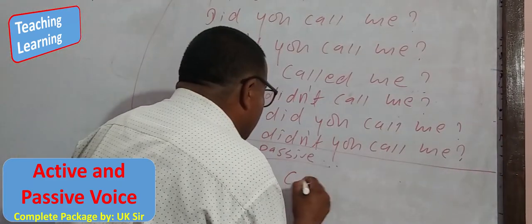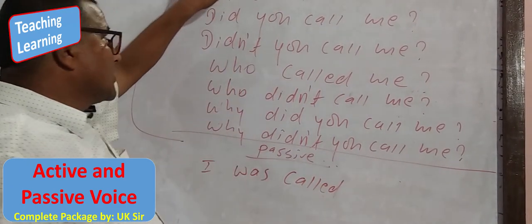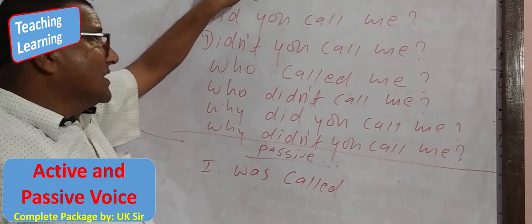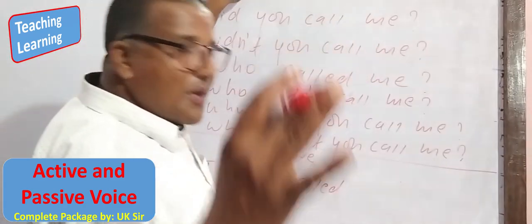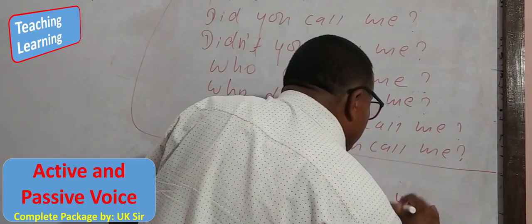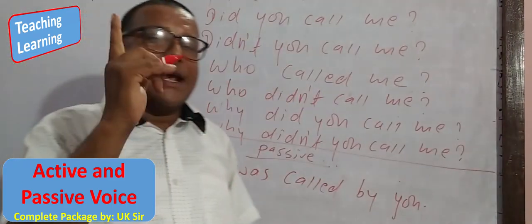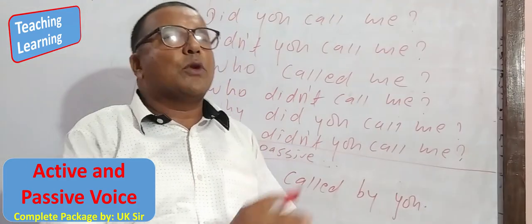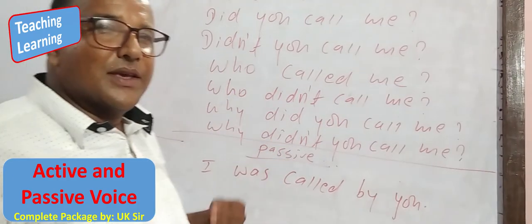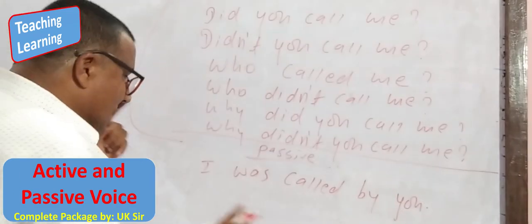I was called. Then if there is no someone or somebody, the subject is used as an agent after the by. I was called by you. If we make one assertive sentence in the passive, then we can make the negative, yes-no question, and WH question in the positive everywhere. Then it is so easy.